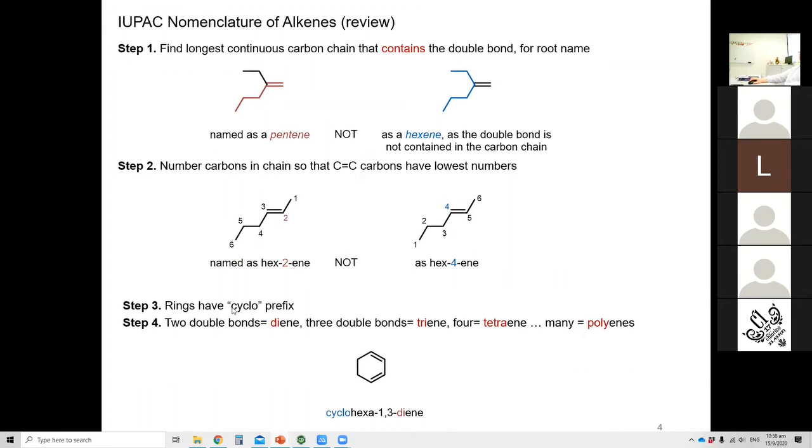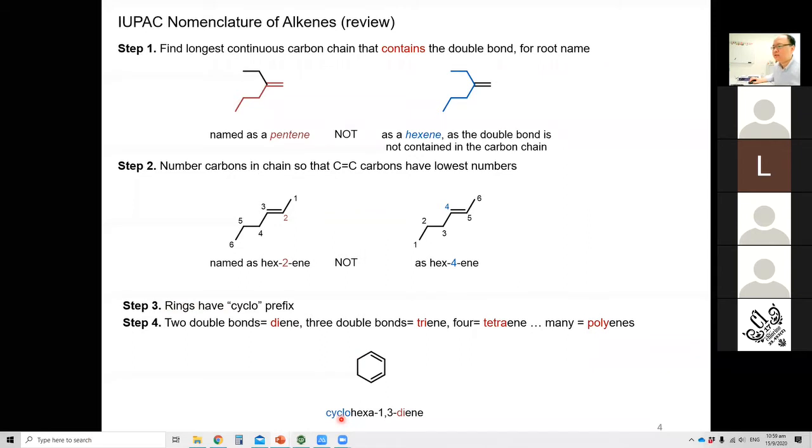And rings have the cyclo prefix. Okay, and if you have 2 double bonds, they are called a diene, and 3 double bonds a triene, and many double bonds poly, which we won't deal with in this course. So, for example, this cyclic structure has a ring, so cyclo, and it's also a diene, so we call it cyclohexa-1,3-diene. Got it?